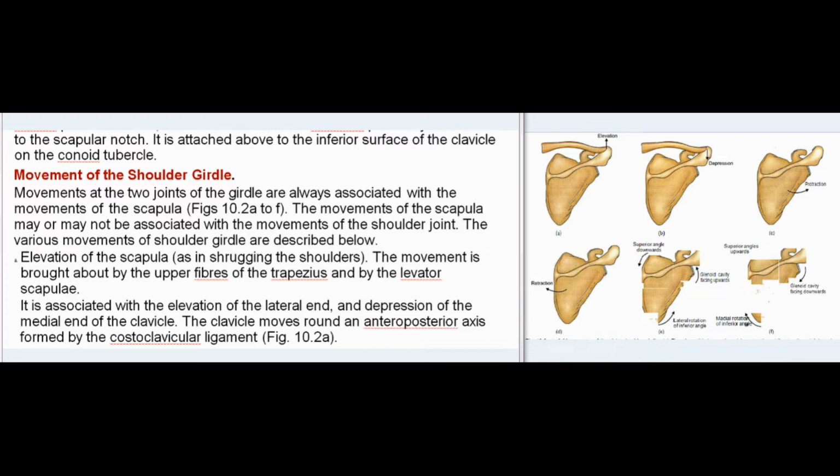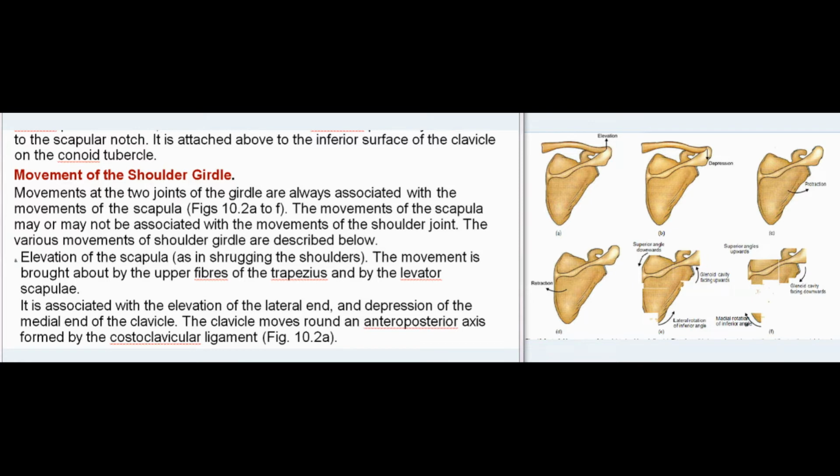Movement of the shoulder girdle. Movements at the two joints of the girdle are always associated with the movements of the scapula, Figs 10.2a to f. The movements of the scapula may or may not be associated with the movements of the shoulder joint. The various movements of the shoulder girdle are described below.